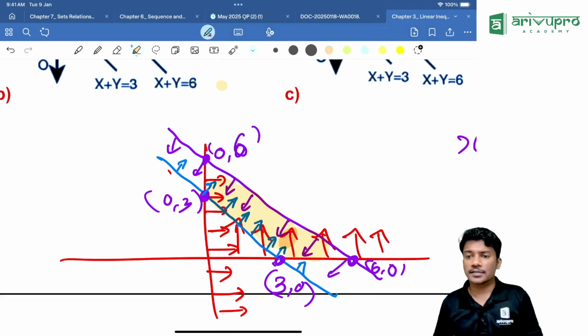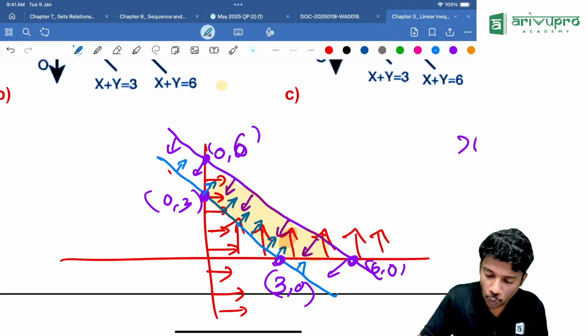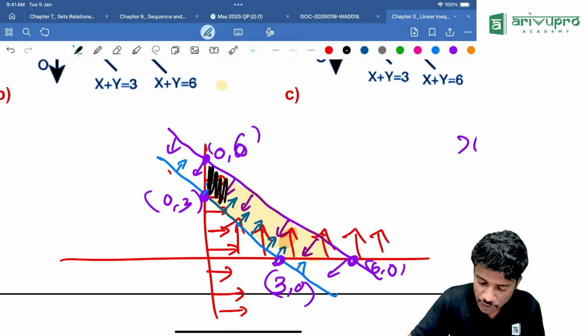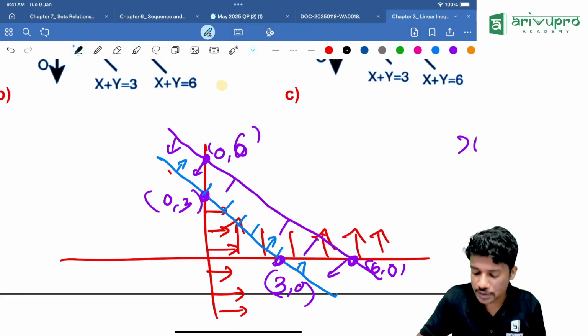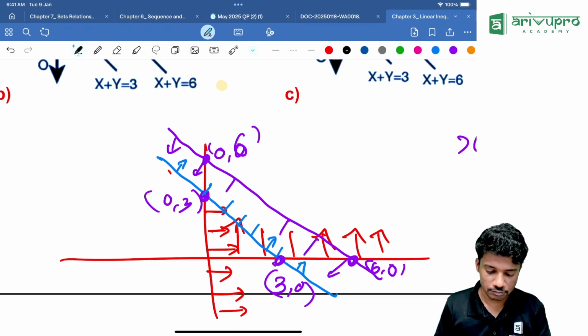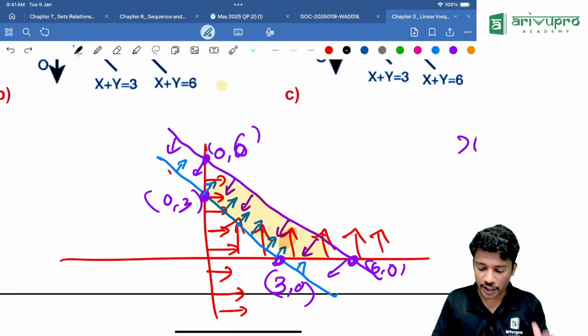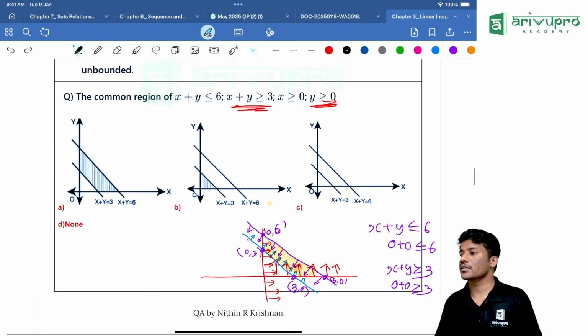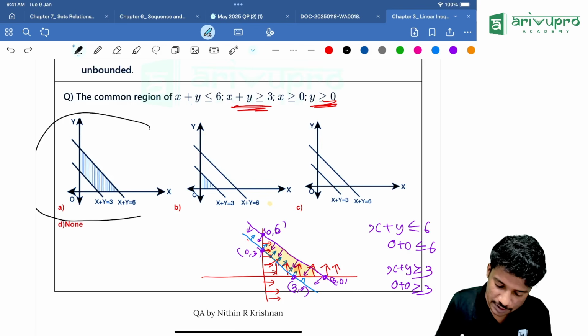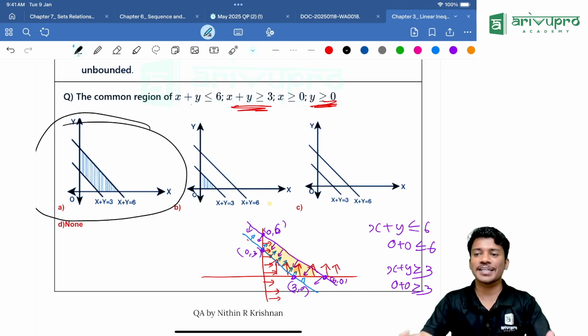Correct? That is the common region between all of them. This is the common region. Yes. Fine. Understood? What is the answer then? Option A is the answer. Everyone got this point? Any doubt?